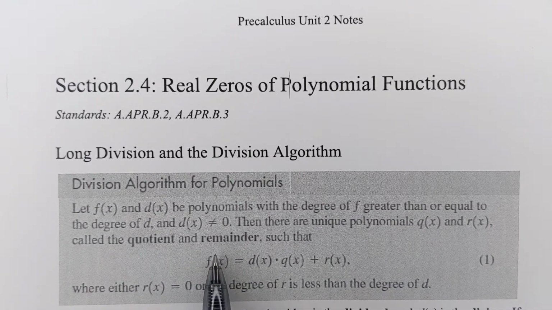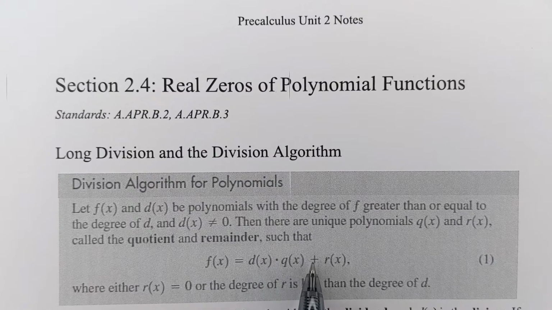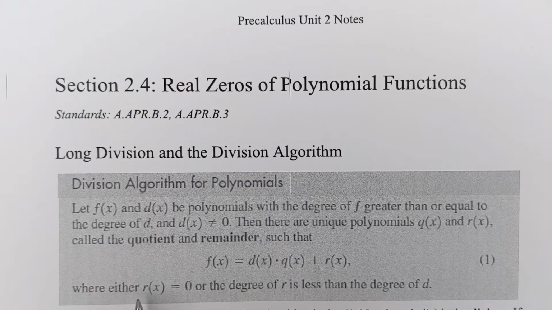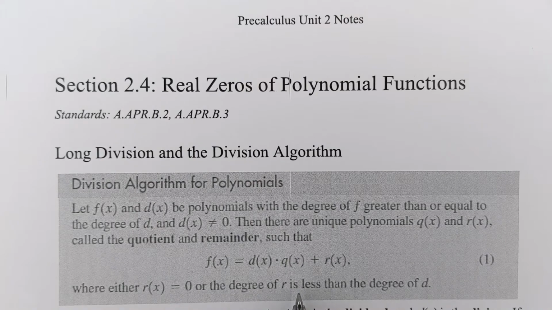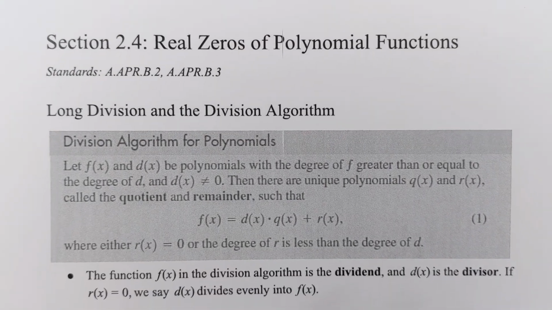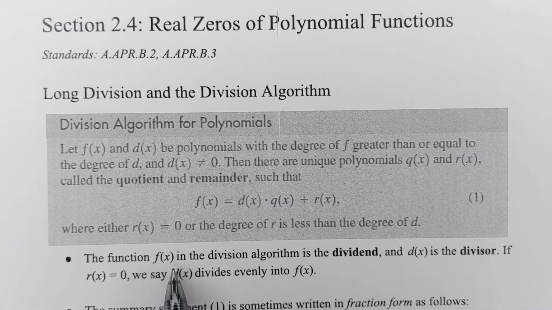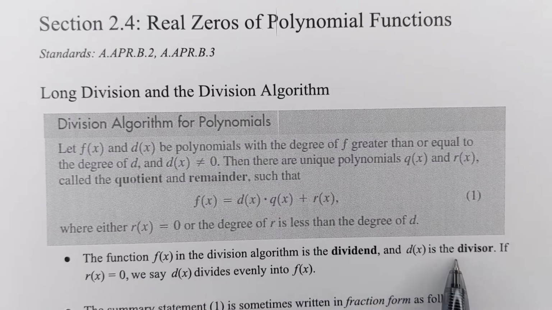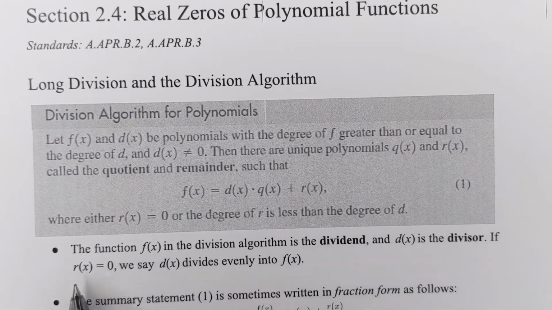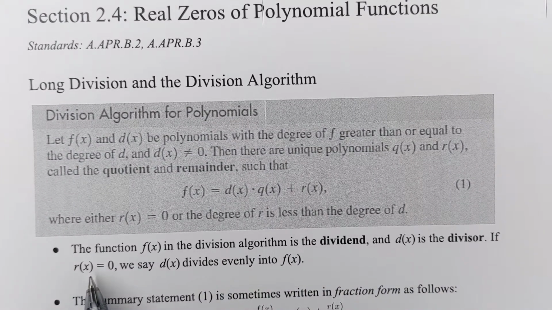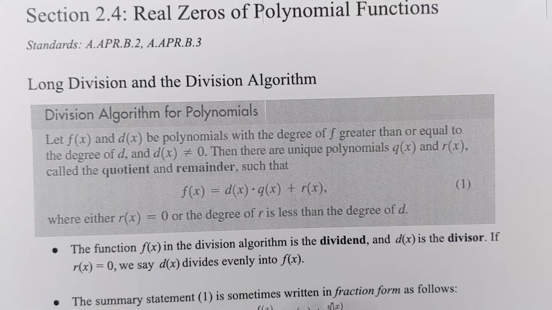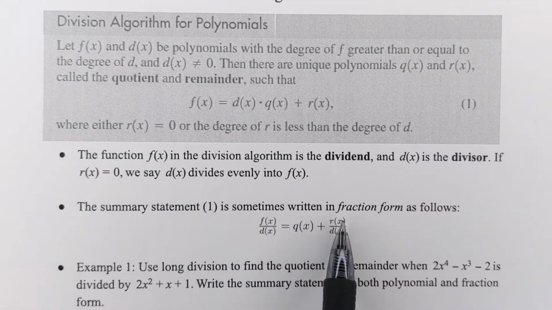such that the original function is equal to d of x times q of x plus r of x, where either r of x equals 0 or the degree of r is less than the degree of d. So the thing you're dividing is called the dividend. The thing you're dividing by is the divisor. If r of x, the remainder function, is equal to 0, then it divides evenly. And sometimes you'll see this written in fraction form like this.